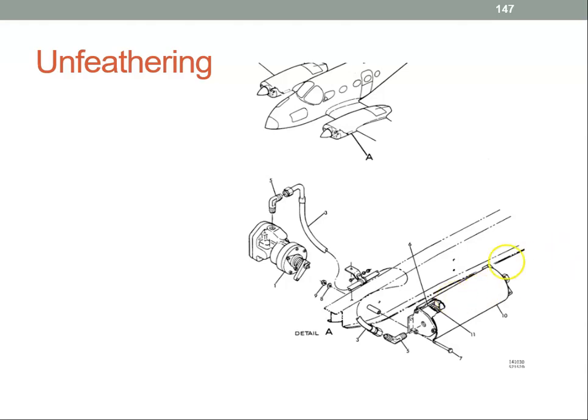And when we want to unfeather, then the nitrogen is going to push the cylinder back here. That's going to force the oil back into the governor, from there out to the propeller, and we can unfeather the prop. Okay, so that's manually unfeathering the prop.